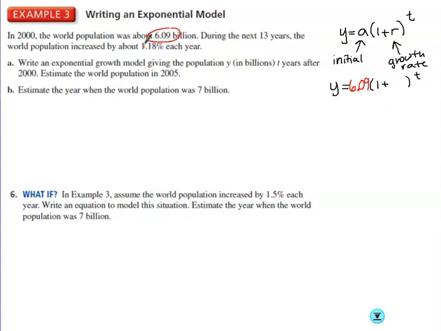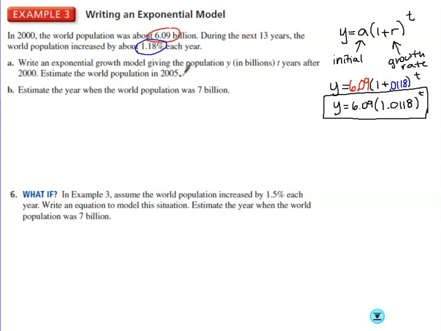And we are increasing by about 1.18% each year. So as a decimal, this would be 0.0118. So my growth model will be 6.09 times 1.0118 to the power of t. All we did is we input our initial value and our percent of growth.